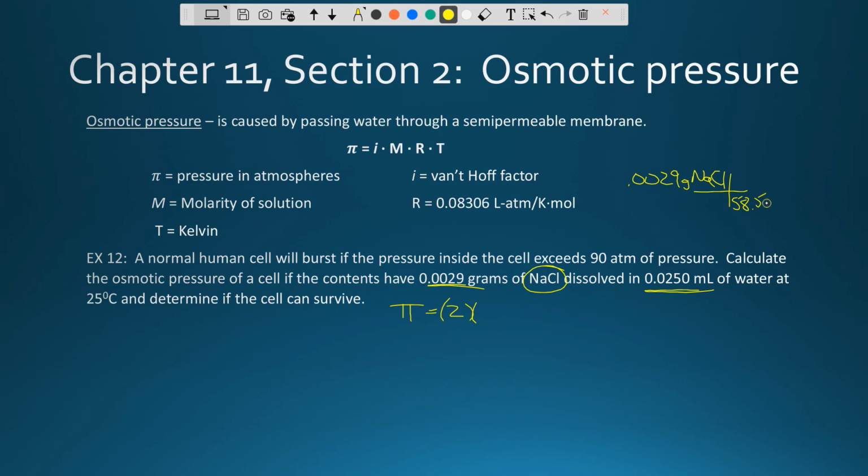58.5 grams to 1 mole. And so that ends up being, this is a ridiculously small number, 0.123449572 moles of sodium chloride. Okay, that's in 1 liter of solution. Okay, but I don't have a liter of solution. I have 0.0250 milliliters. Remember, that needs to be in liters.